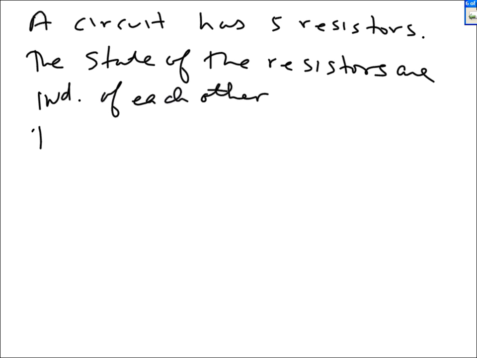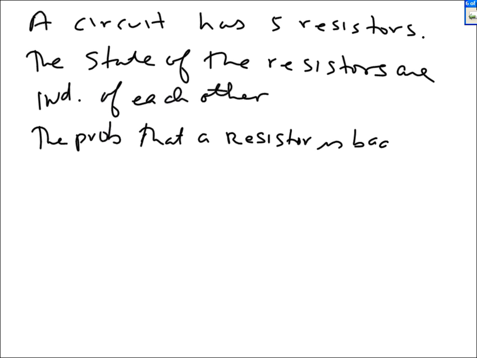And suppose the probability that a resistor is bad is 0.2, 20%. 20% of the resistors are bad. Okay, 1 in 5. The probability that the resistor is bad is 0.2.